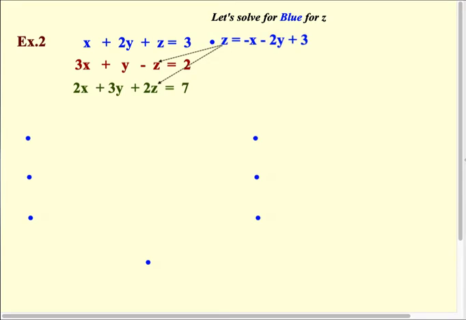So I solve it for z. Now again, the arrows are pointing to where the substitution is going to happen. So in place of those two z's goes my new expression. So there's the substitution.